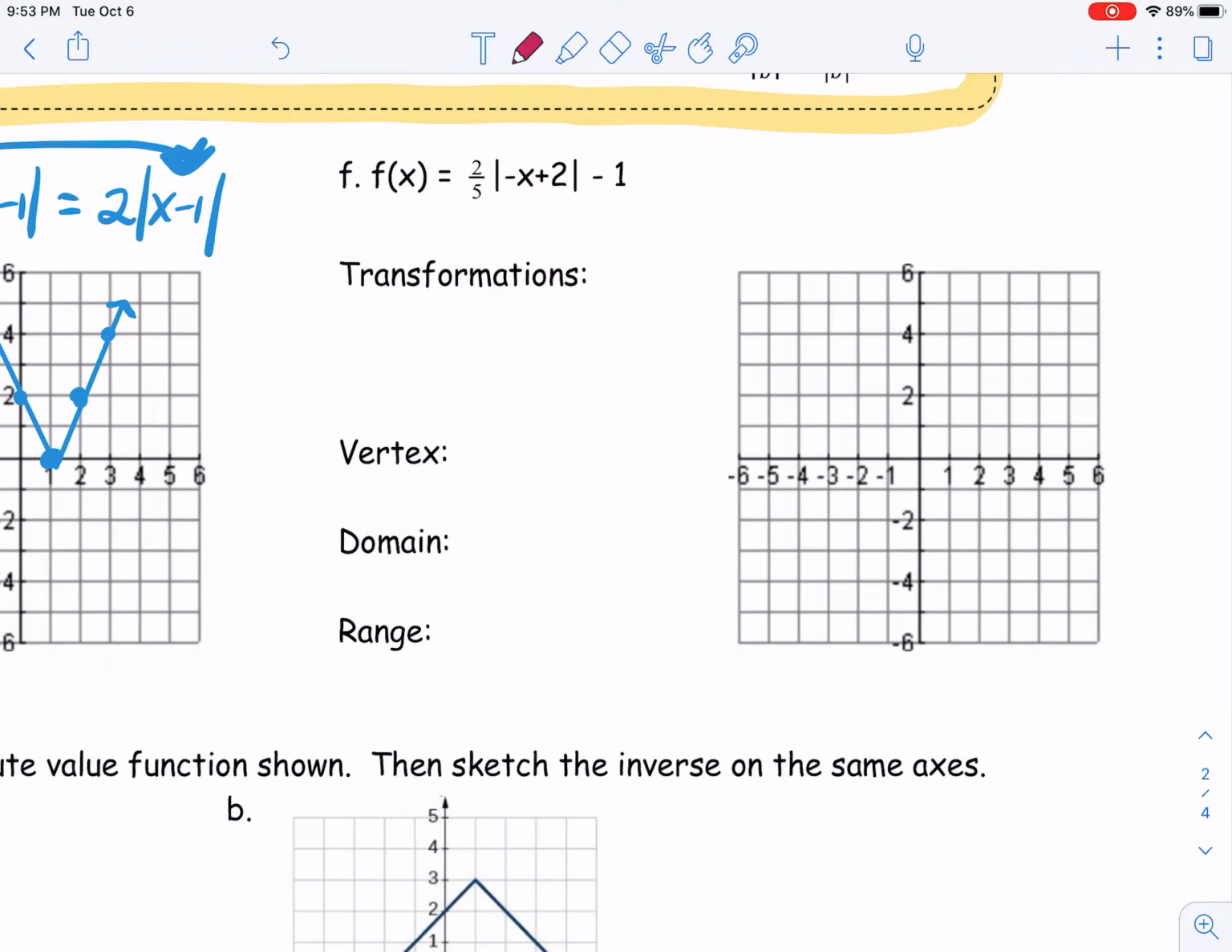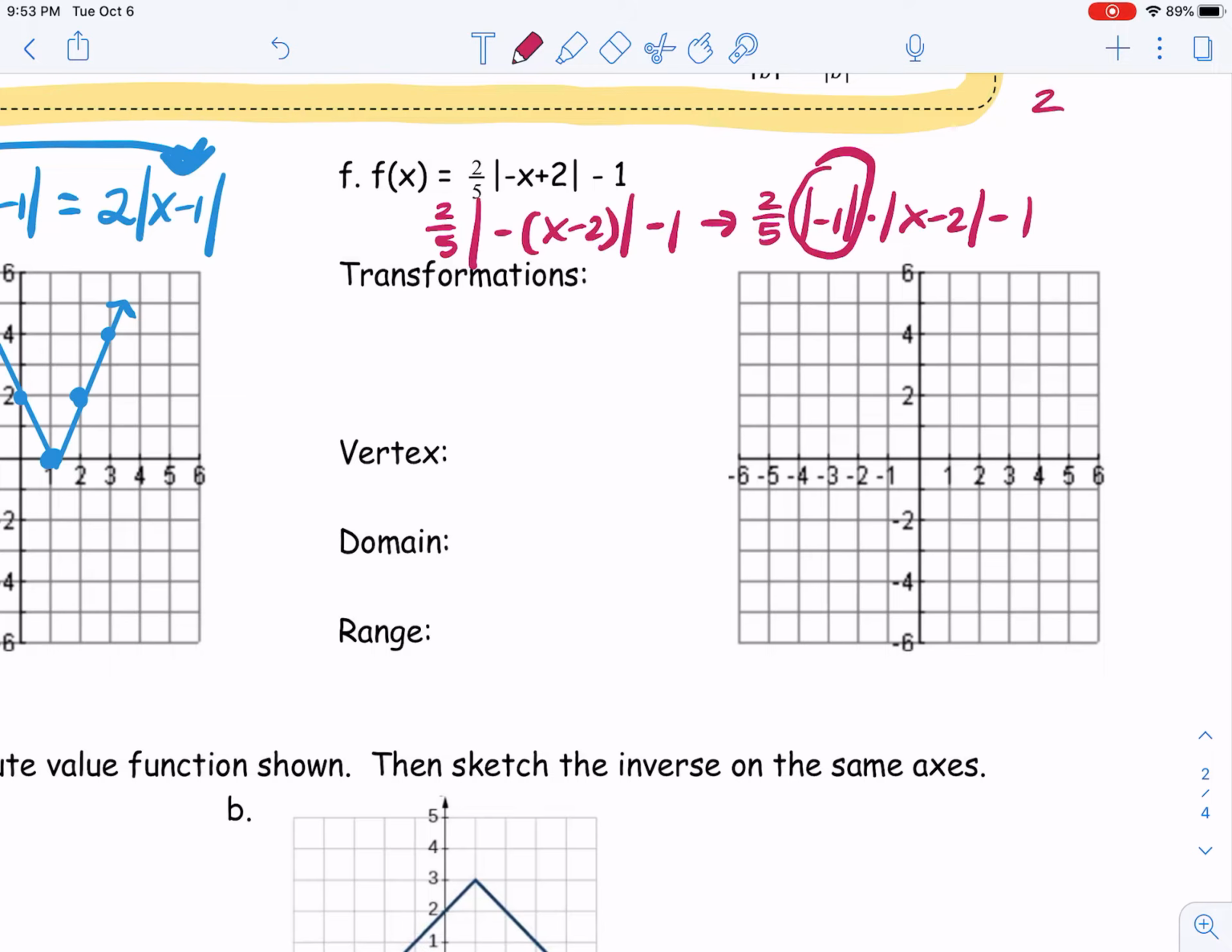2/5 in front, absolute value of negative x minus 2, minus 1. Using that property, this is really the same thing as 2/5, absolute value of negative 1 times absolute value of x minus 2, minus 1. But what is the absolute value of negative 1? It's 1. So really I have 2/5 times 1 times the absolute value of x minus 2 minus 1.